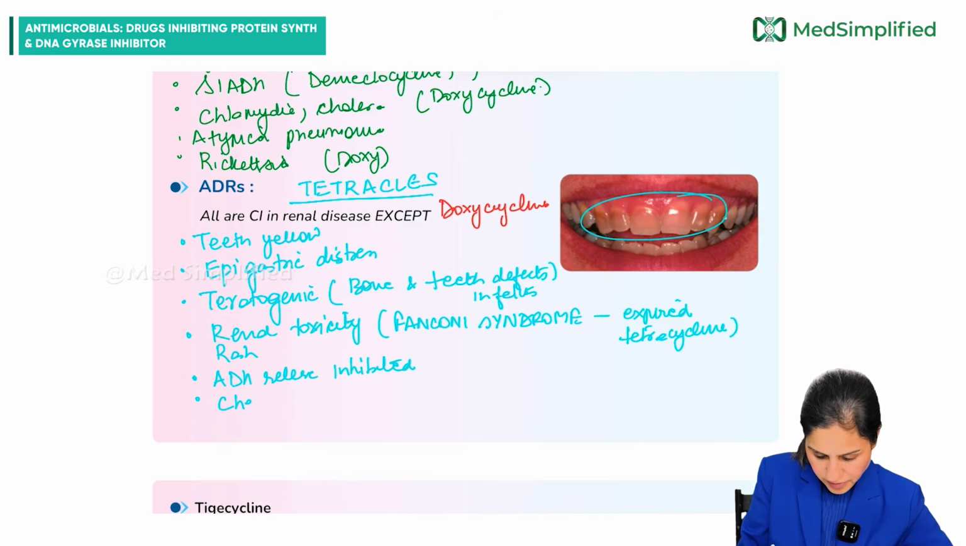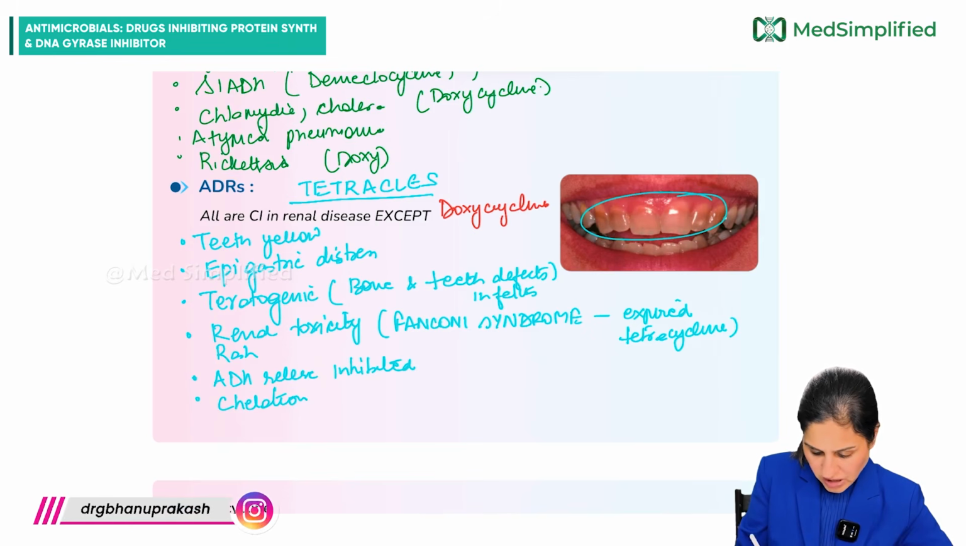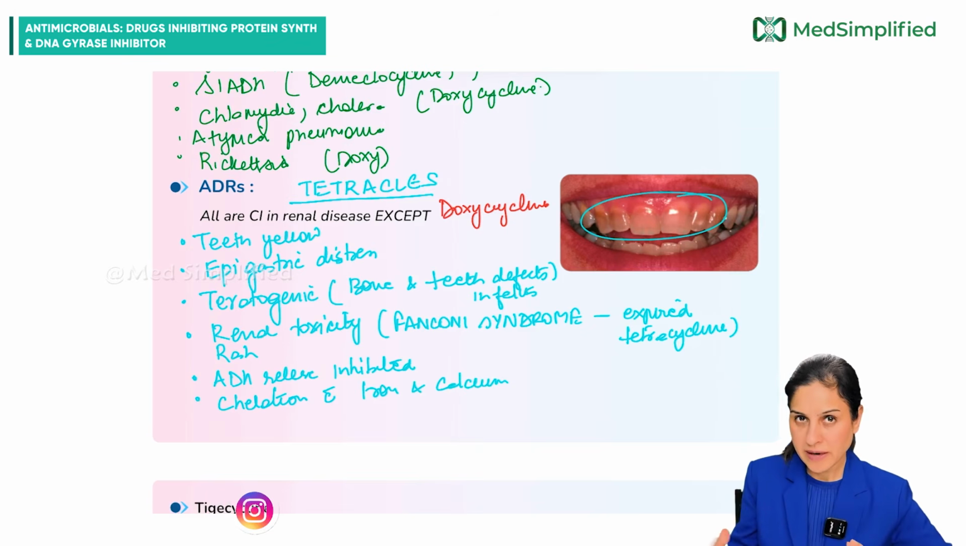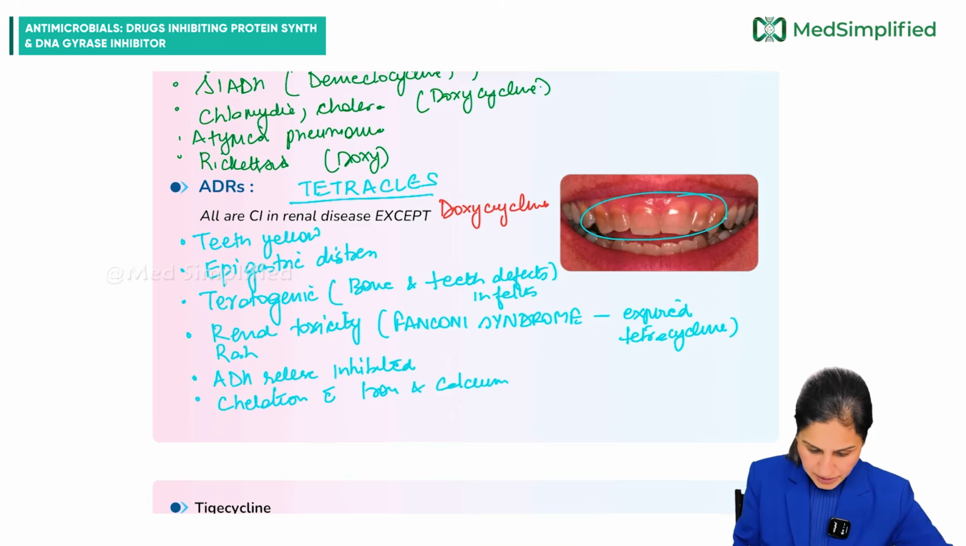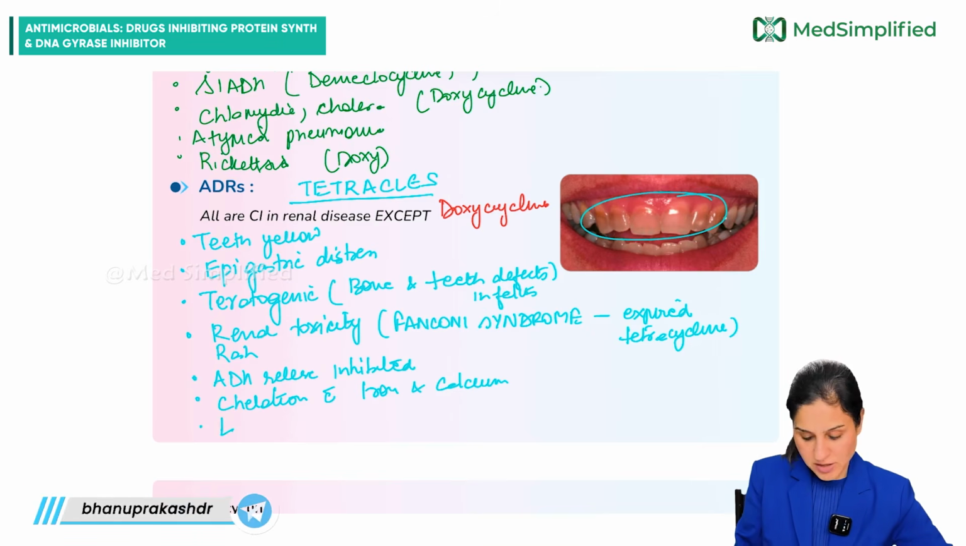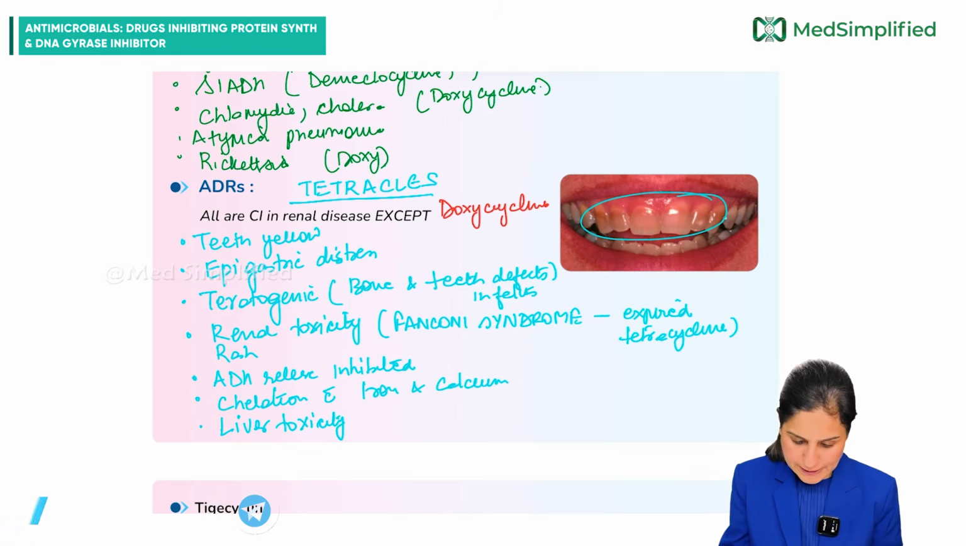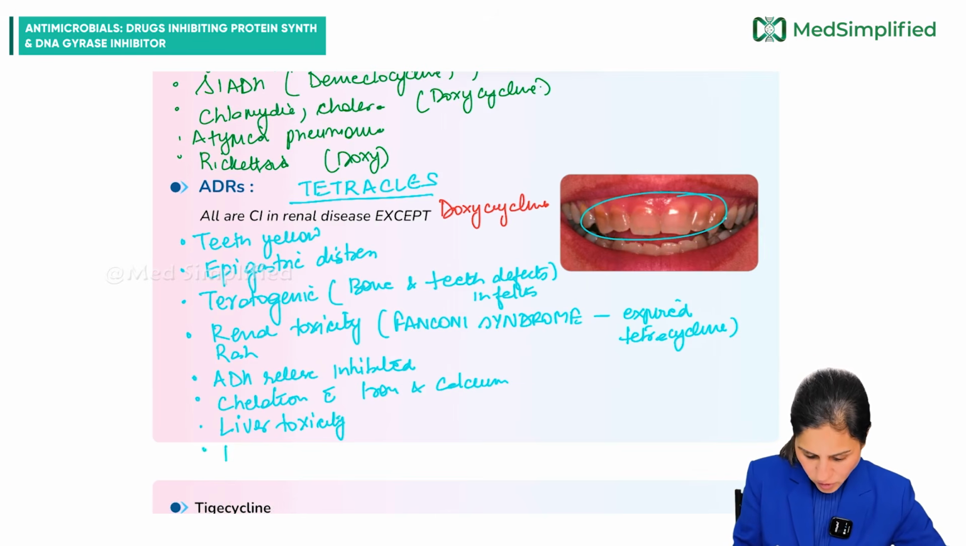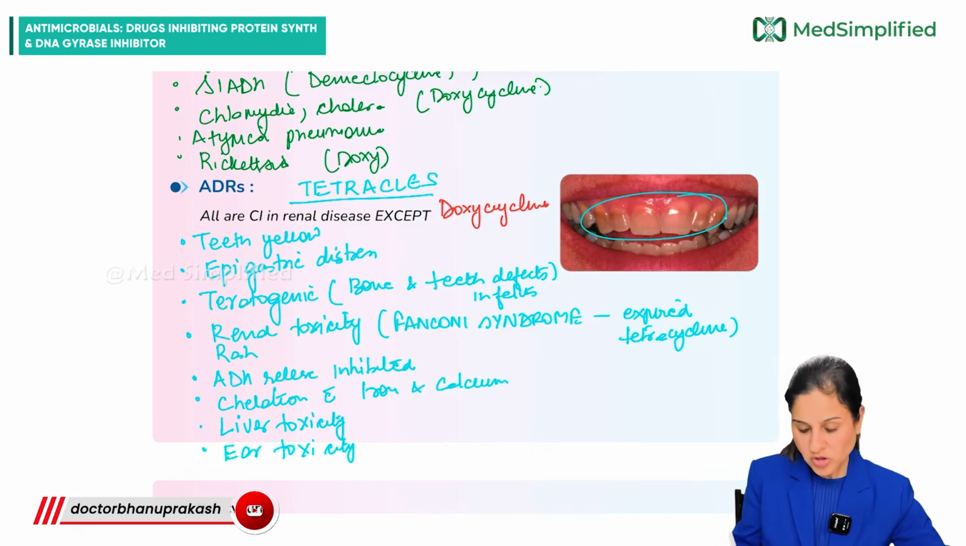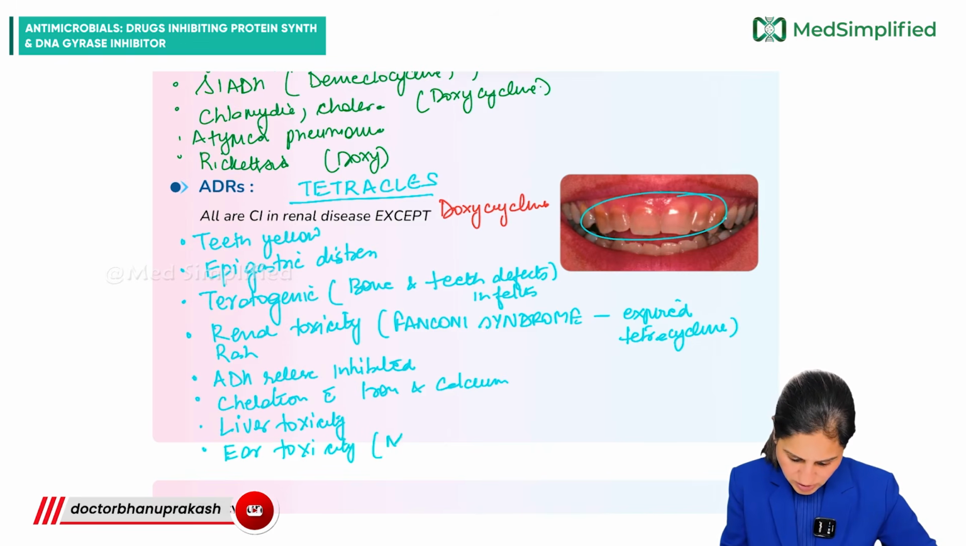C stands for chelation, seen with iron and calcium. So they should not be given together; we need to keep a gap of at least 2 to 4 hours. Then L stands for liver toxicity, it is hepatotoxic potential. Another E stands for ear toxicity. So it has a feature of ototoxicity as well, and the drug is minocycline.